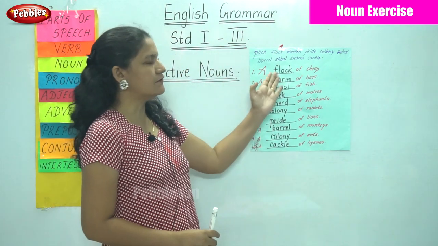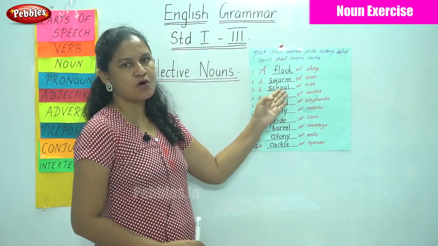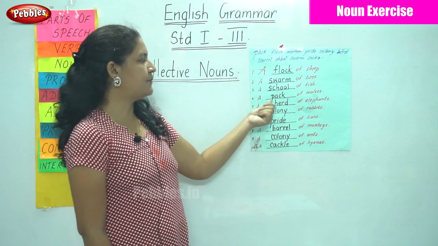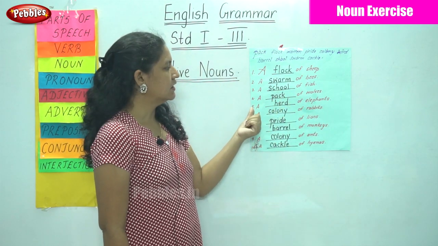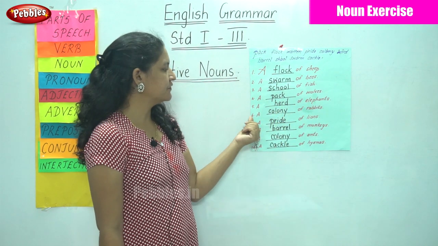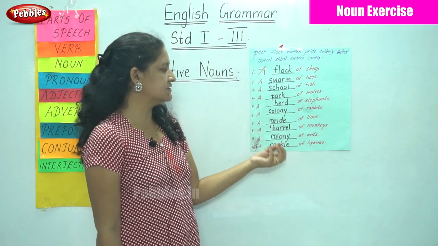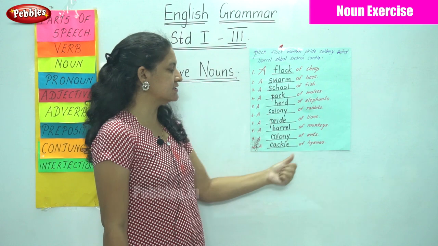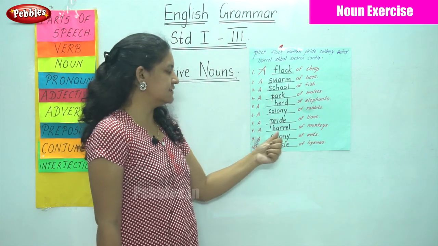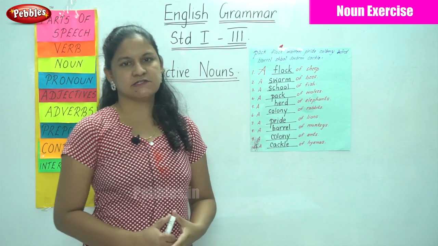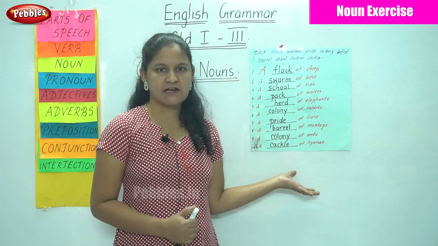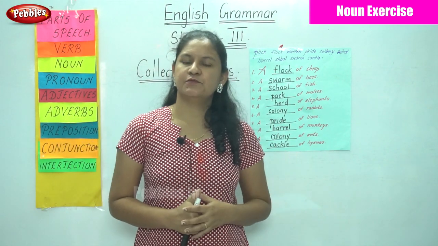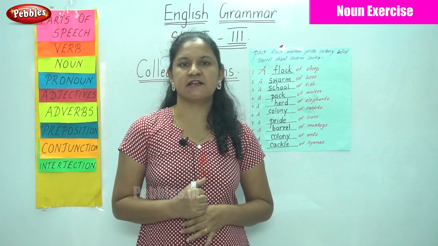So a flock of sheep, a swarm of bees, a school of fish, a pack of wolves, a herd of elephants, a colony of rabbits, a pride of lions, a barrel of monkeys, a colony of ants, a cackle of hyenas. So these are the collective nouns that we use for animals, and we will see for other things as well what are the collective nouns that we use.